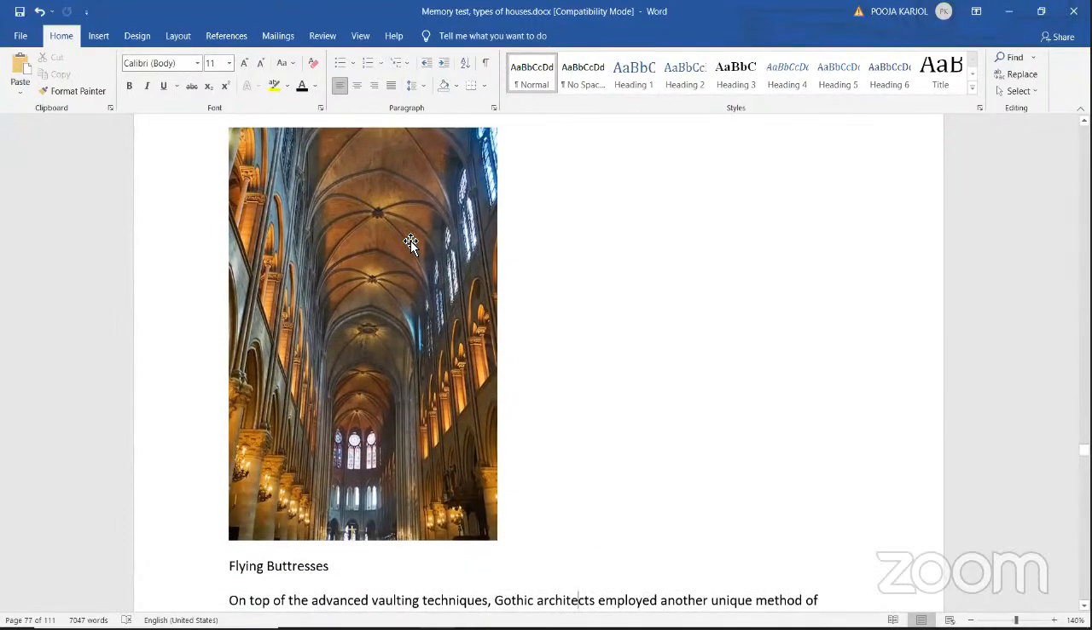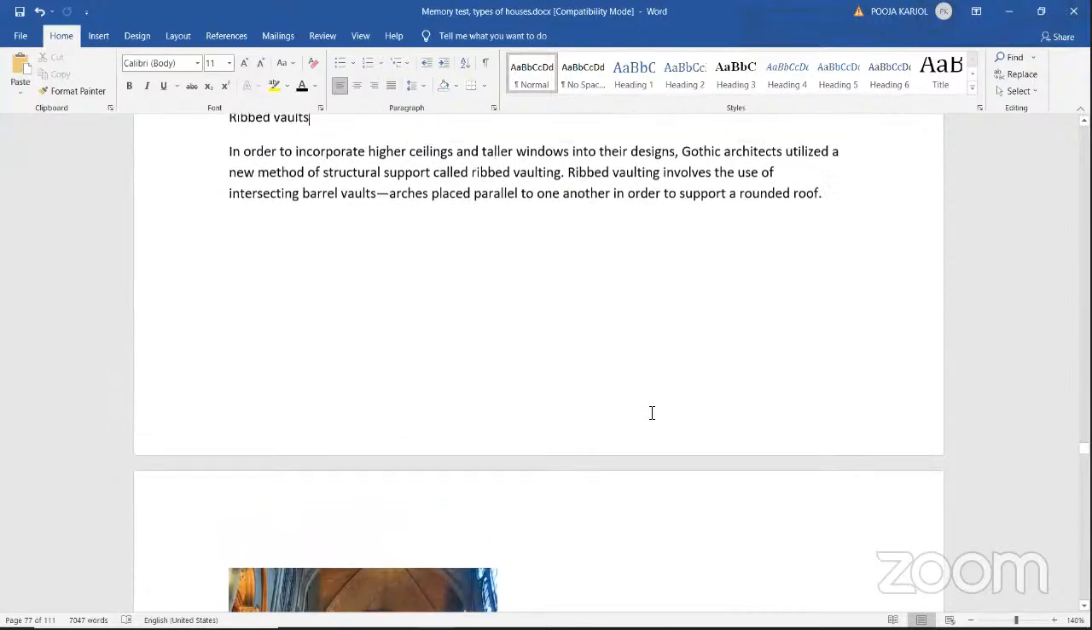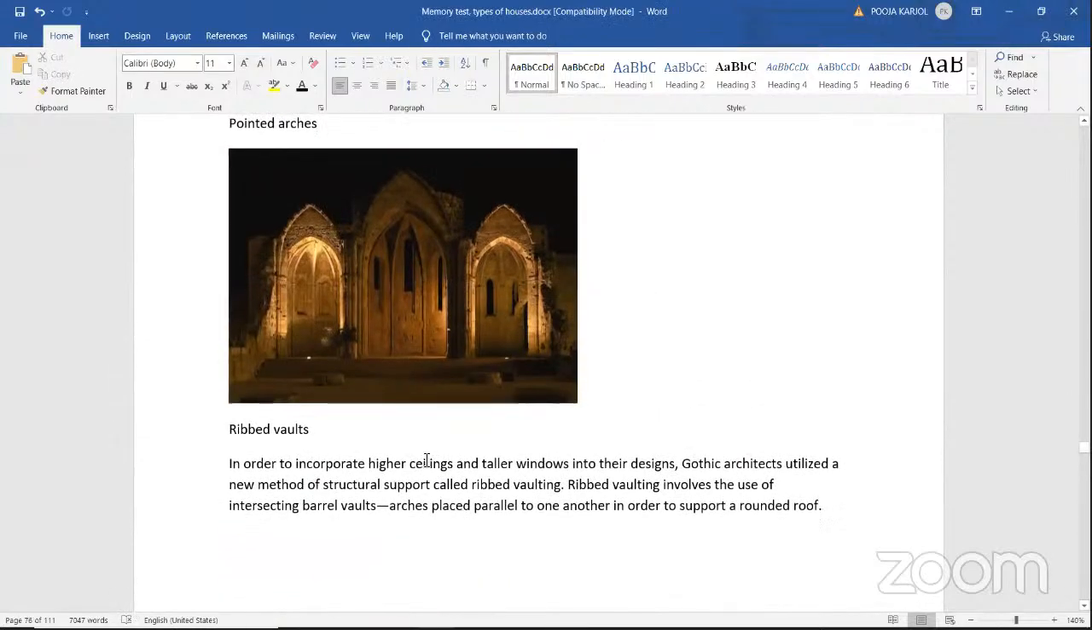Rib vault. From the interior, it looks like this. Okay. Rib vault is in order to incorporate higher ceilings and taller windows into the design. Gothic architects utilized a new method of structural support called ribbed vaulting. Ribbed vaulting involves the use of intersecting barrel vaults, arches placed parallel to one another in order to support a rounded roof.